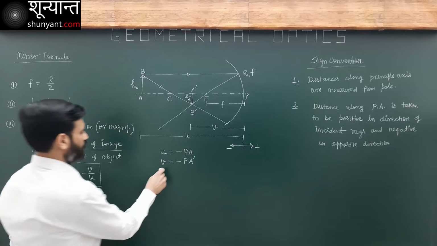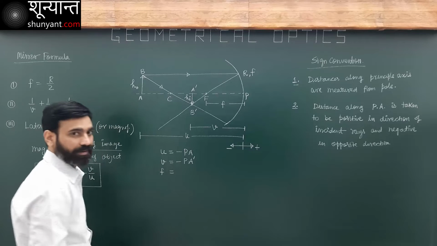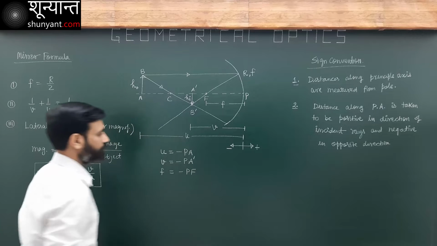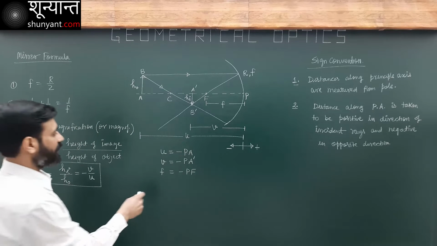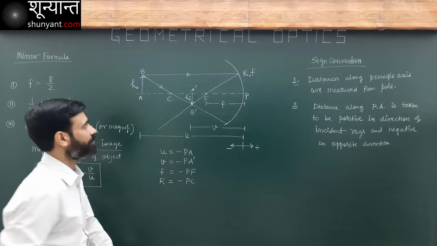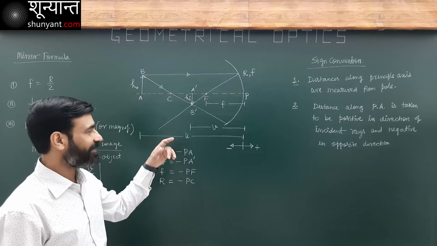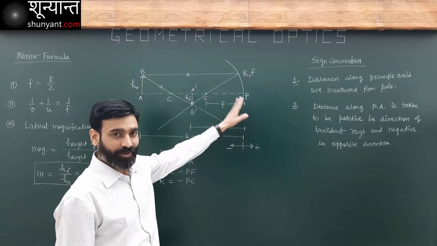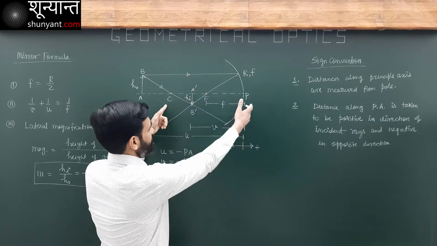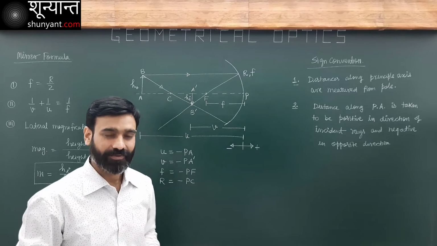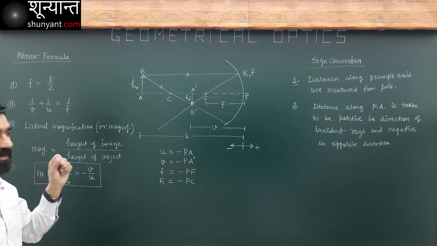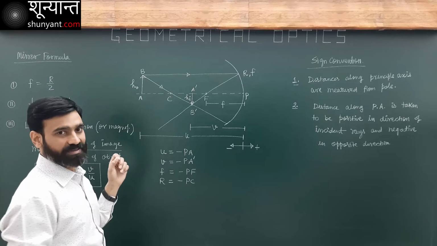What will be the focal length? Focal length will be equal to minus of PF. And what will be the radius? Minus of PC. Radius will be negative. So for this mirror, in this case, object distance, image distance, focal length, radius, everything is going to be negative. So I will write negative values when using this formula, using this relation. Okay, do you understand this?